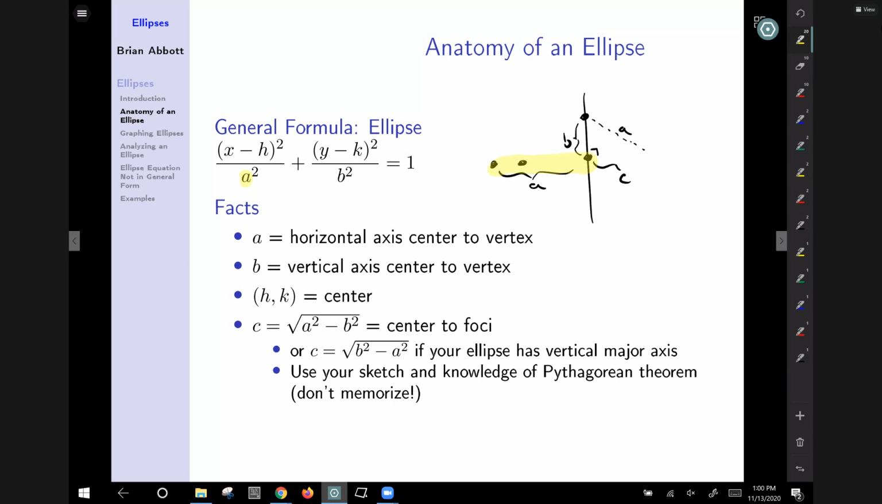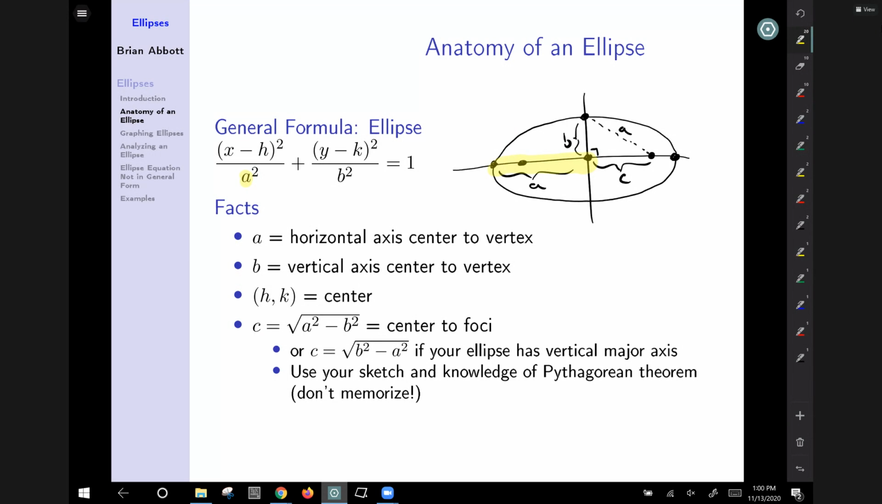Oh no, undo, we didn't mean to do that, sorry. Okay, next, take a look at b. B is underneath the y, so in the vertical direction, b is the distance from the center to the vertex. And in this case, it's shorter. It doesn't have to be. You could have a more vertical ellipse.